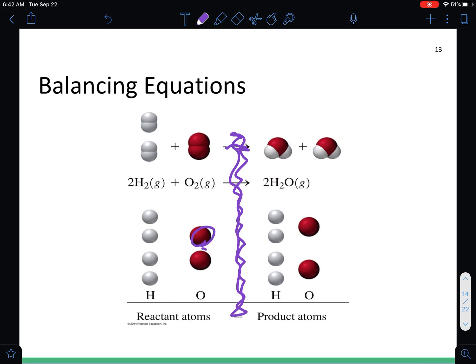We do in this reaction because we have 2 oxygen atoms on the left side, 2 oxygen atoms on the right side, so they balance out. We have the same with hydrogen. We have 4 over here and 4 over here.